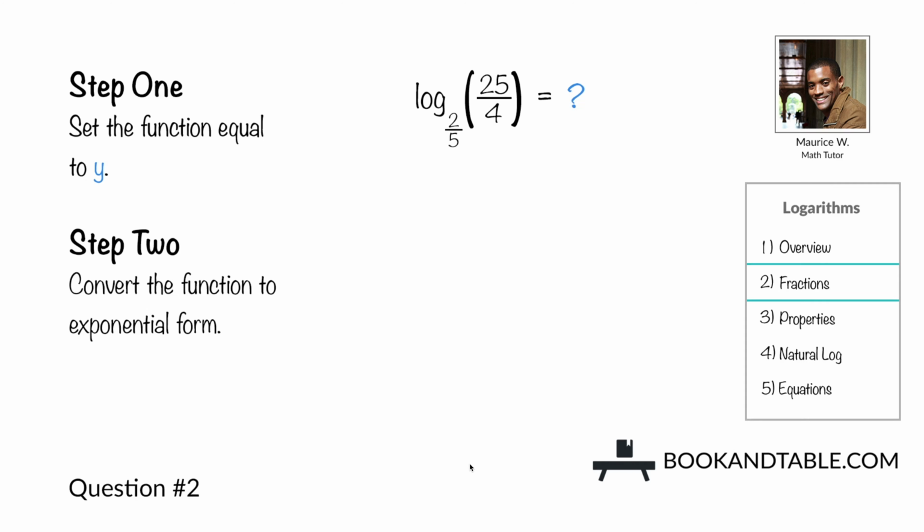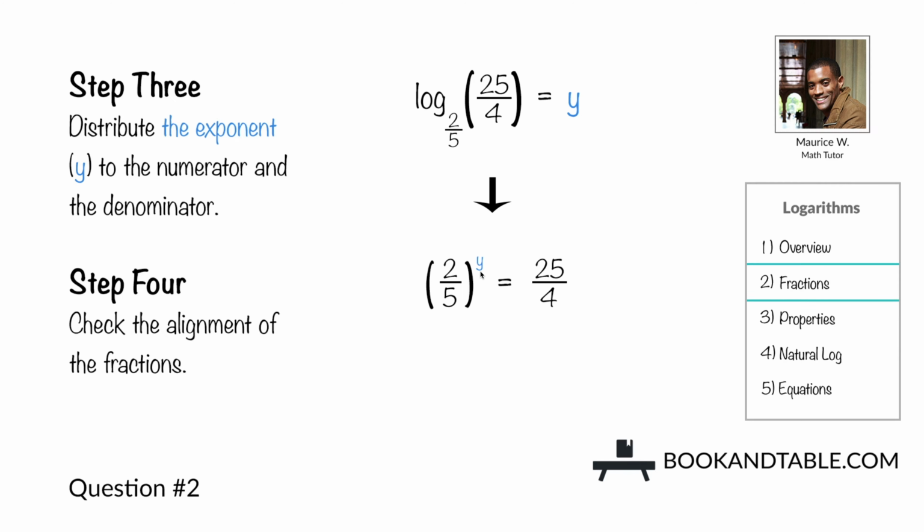Let's now have a look at question number 2. We are given log of base 2/5 of 25/4. And since our base is a fraction, step 1 is going to be to set the function equal to y. And now step 2, we want to convert the function to exponential form, giving us 2/5 raised to a power of y is equal to 25/4.